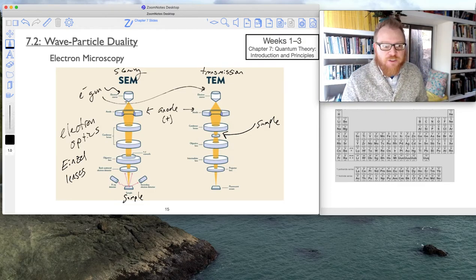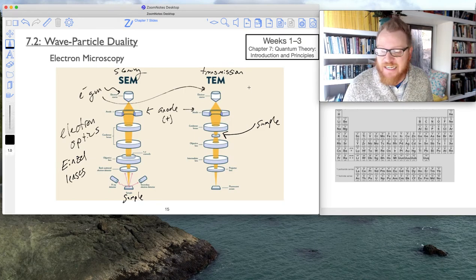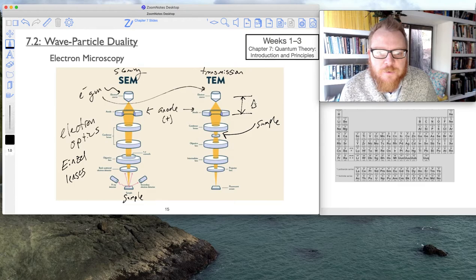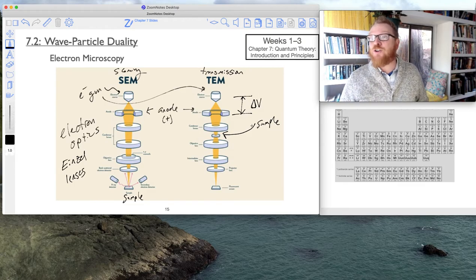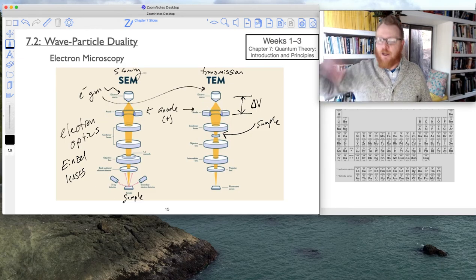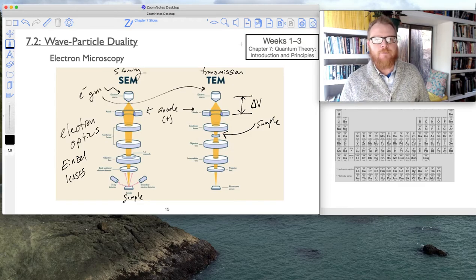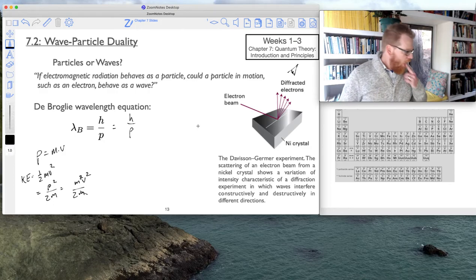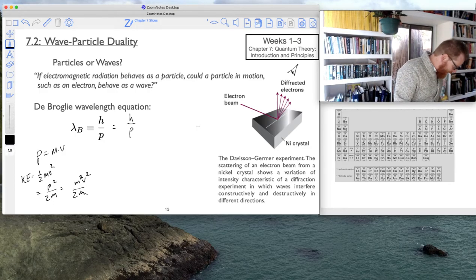Okay. So now what I want to walk you through: there is a potential difference in the SEM and the TEM, and I'm going to write it as delta V for voltage. Okay, so there will be a potential voltage difference between the anode and the electron gun. That allows the electrons to accelerate through. And I'm going to back up and go to this de Broglie wavelength here.